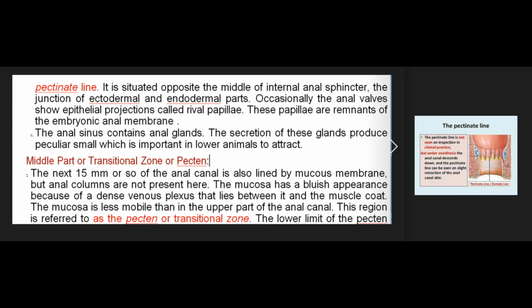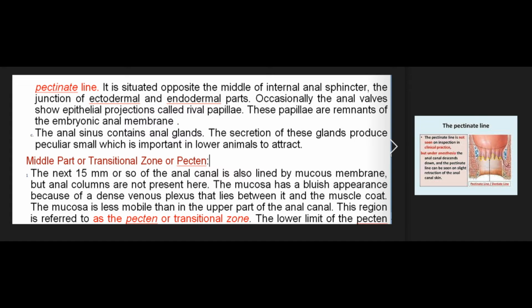Middle part or transitional zone or pecten. 1. The next 15 mm or so of the anal canal is also lined by mucous membrane, but anal columns are not present here. The mucosa has a bluish appearance because of a dense venous plexus that lies between it and the muscle coat. The mucosa is less mobile than in the upper part of the anal canal. This region is referred to as the pecten or transitional zone.